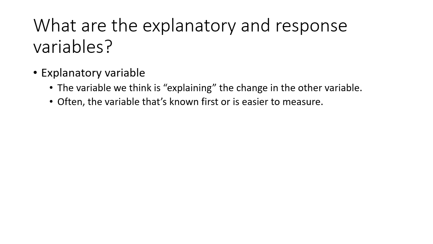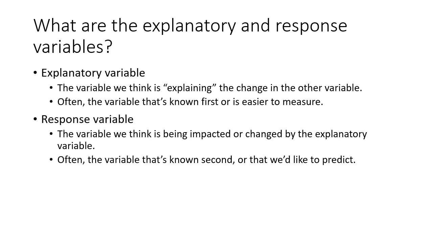To decide between these two types of tests, let's investigate what the explanatory and response variables are. Recall that the explanatory variable is the variable we think is explaining the change in the other variable. It's often the variable that's known first or that's easier to measure. The response variable is the variable we think is being impacted or changed by the explanatory variable. It's often the variable that's known second or that we'd like to predict.